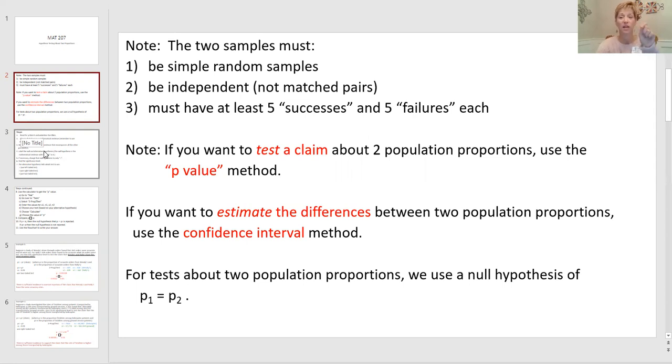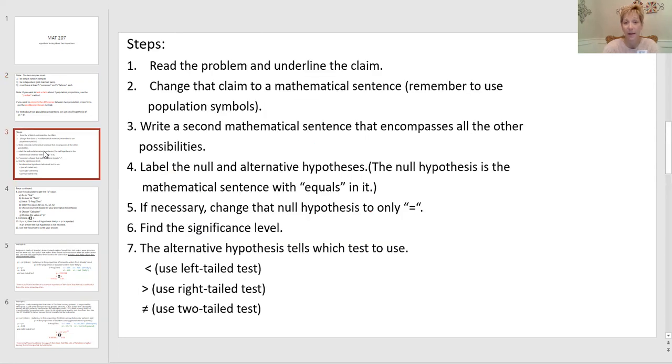Then I want you to pause the video and copy the steps down. So then I want you to have all 11 steps next to you when we work the two examples. All right, so the first steps are the same. I want you to read the problem and take your pencil and underline in your book or on the test or whatever the claim. Then I want you to change that underlined claim to a mathematical sentence. All right, and then put claim next to it, remember, so you don't get lost on the flow chart.